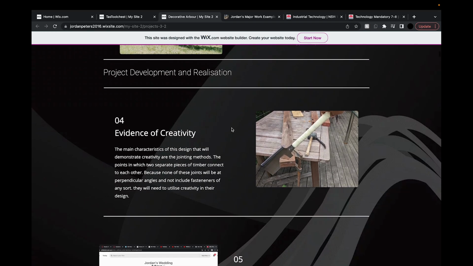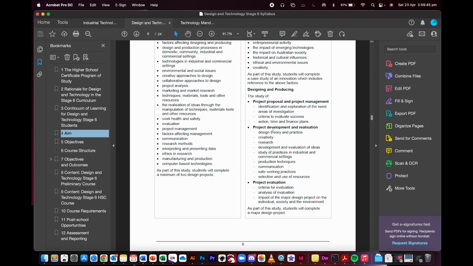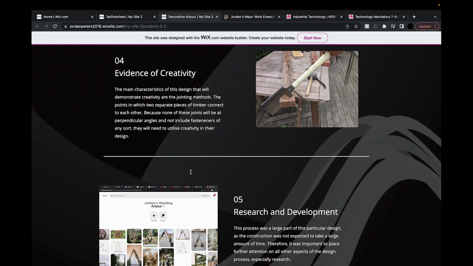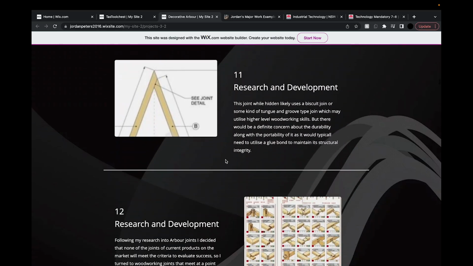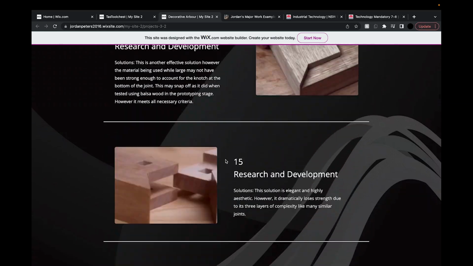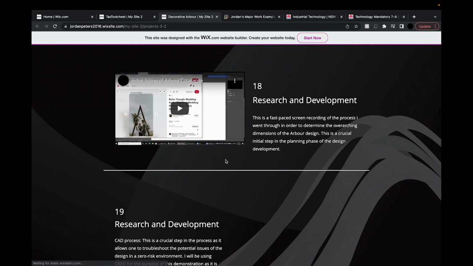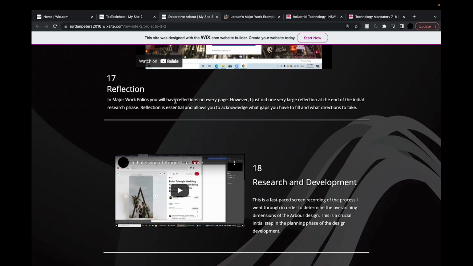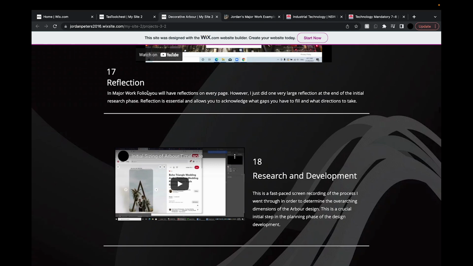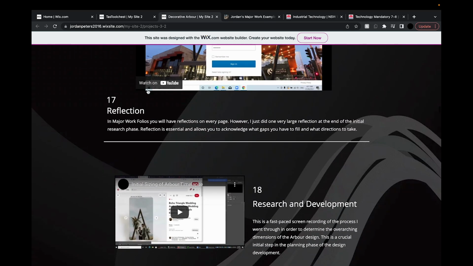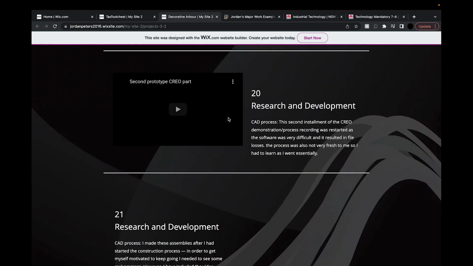Then we move on to the project development and realization, which is this second bolded heading. And it goes into the design theory and practice, creativity, research, evidence of creativity, research and development, which I have a lot of. Reflection. Each folio that is submitted in HSC format has reflection sections throughout. So I've included them throughout as well in my own.